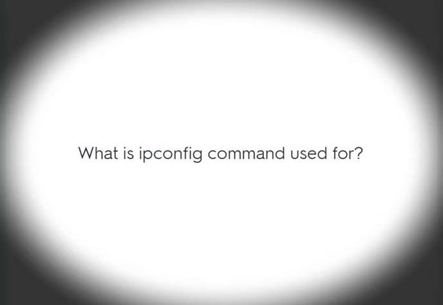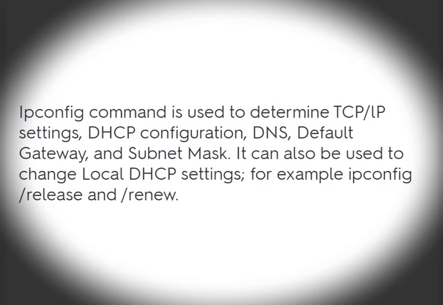What is ipconfig command used for? Ipconfig command is used to determine TCP/IP settings, DHCP configuration, DNS, default gateway, and subnet mask. It can also be used to change local DHCP settings, for example ipconfig /release and /renew.